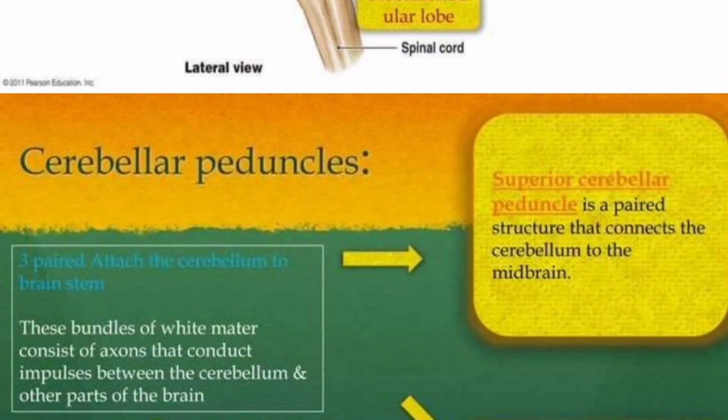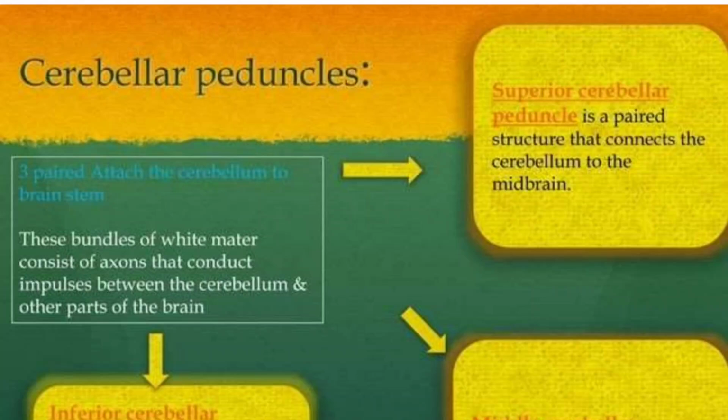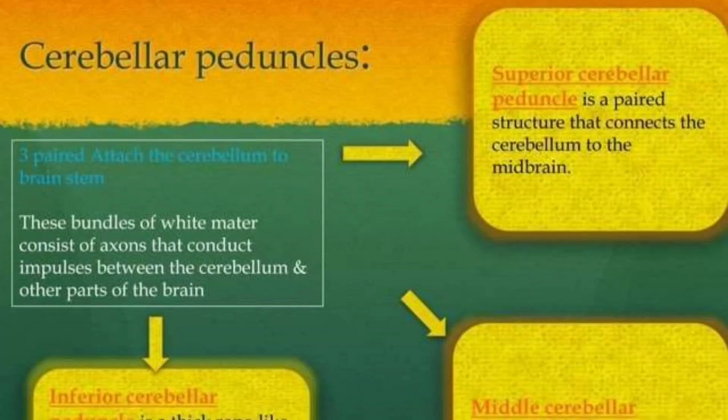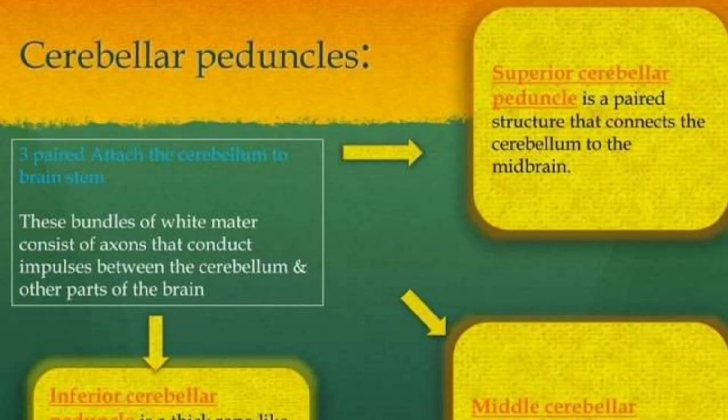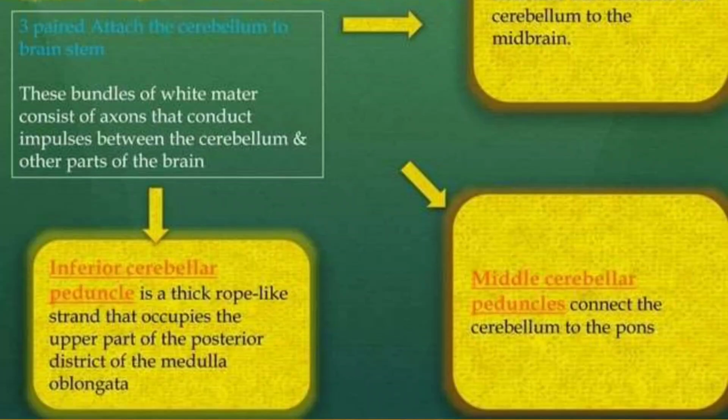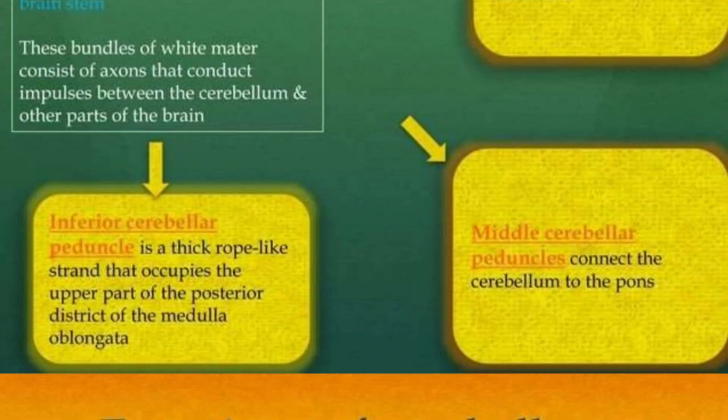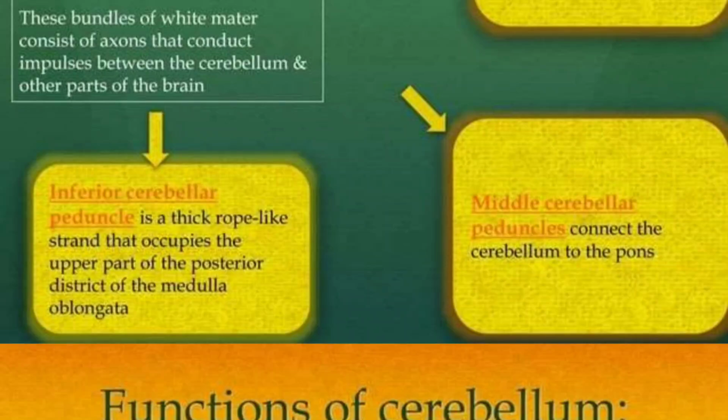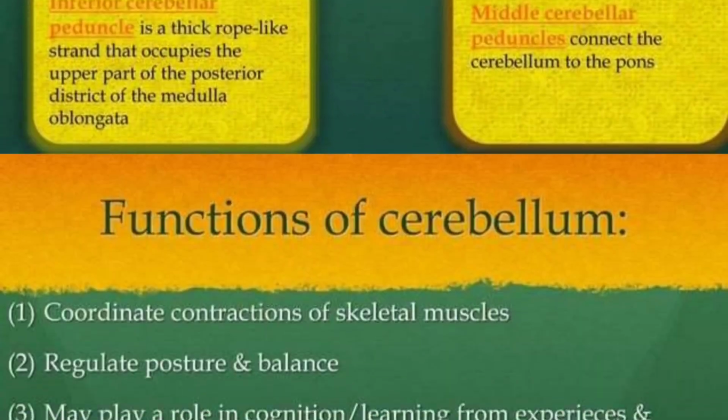Cerebellar peduncles, three pairs, attach the cerebellum to the brainstem. These bundles of white matter consist of axons that conduct impulses between the cerebellum and other parts of the brain. The superior cerebellar peduncle is a paired structure that connects the cerebellum to the midbrain. The middle cerebellar peduncles connect the cerebellum to the pons. The inferior cerebellar peduncle is a thick rope-like strand that occupies the upper part of the posterior district of the medulla oblongata.